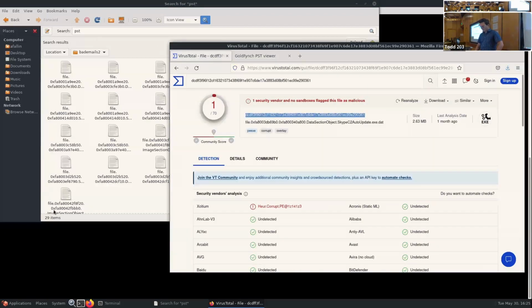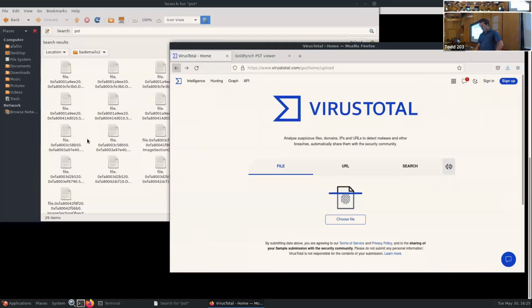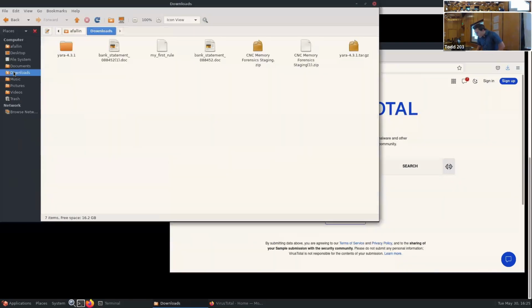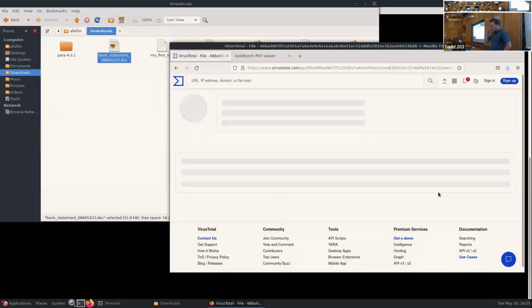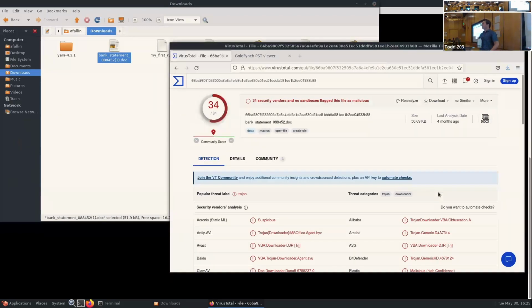Going to go to VirusTotal, our downloads. We have bank statement here. That's what we just downloaded. We're just going to drop that into VirusTotal and see if it finds anything. Well, heck, 34 vendors are like, this is bad. This is a malicious file. And if we're looking for the MD5 hash, there's our hash right up top.